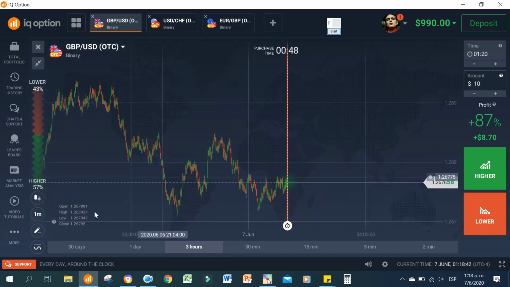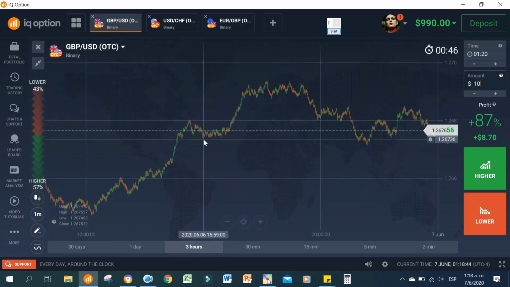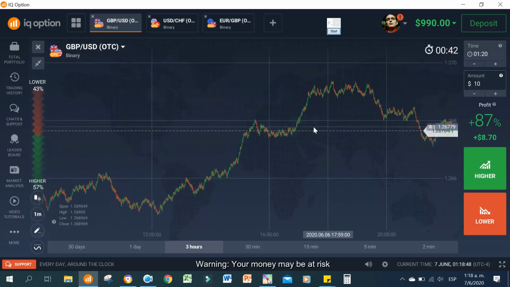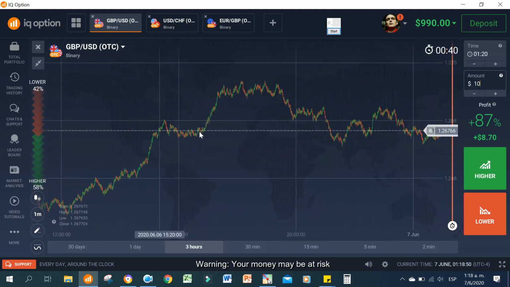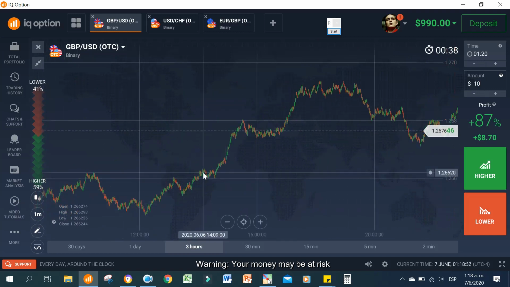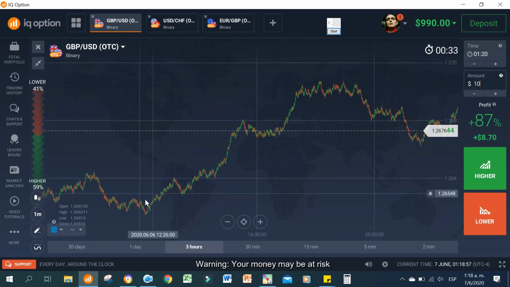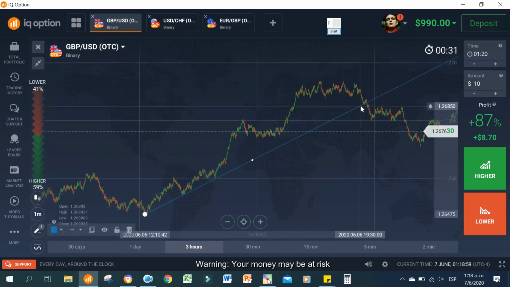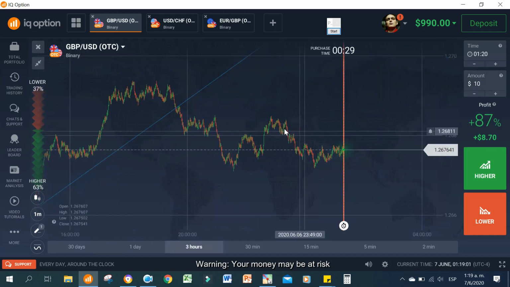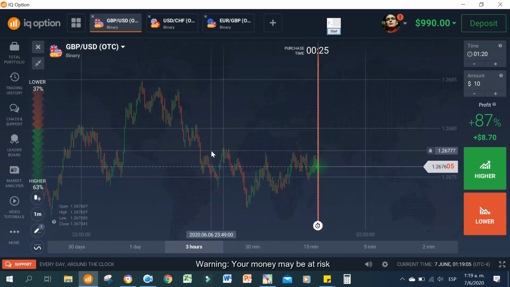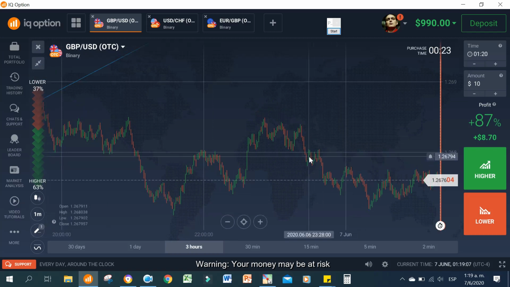Okay, so let's start here, guys. What we can see here is that we have a general trend, which is an upper trend. We can see here that we have an uptrend. Okay, but here it's a range. This is a range.